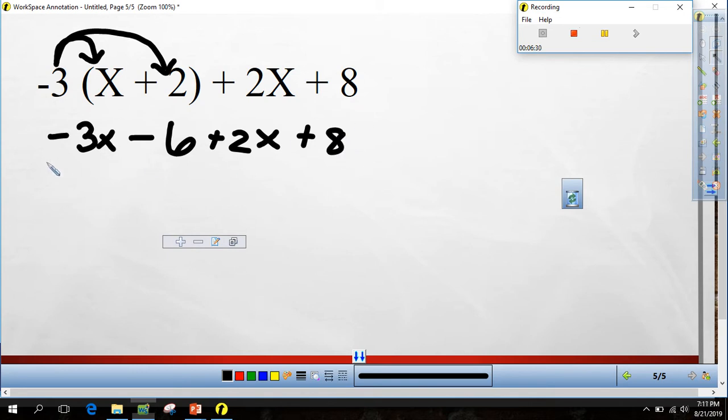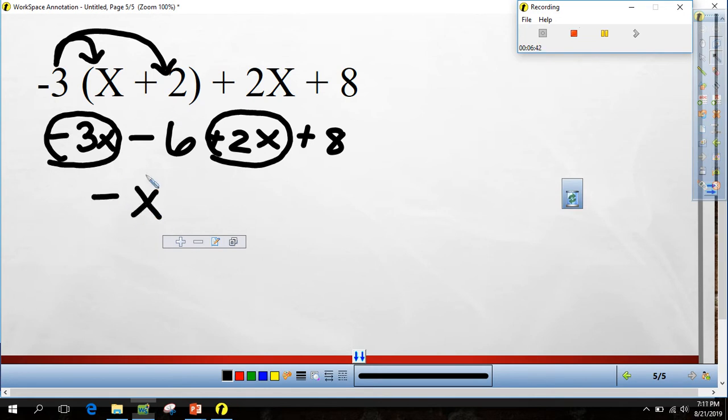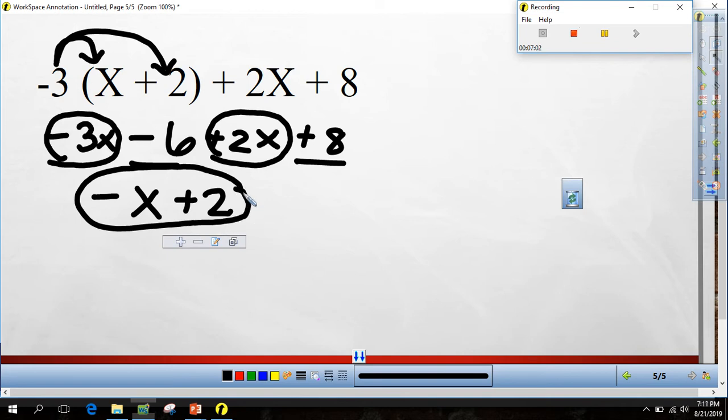Now I can combine my like terms. I have a minus 3x and a positive 2x, which leaves me with just a negative x. Remember, our invisible math, there is a negative 1 in front of there. We do not have to write it, but just keep in mind that anytime you see a letter without a number in front, there is a 1 there. And then I have a negative 6 plus 8. Gives me a positive 2. So simplified, my answer would be negative x plus 2.